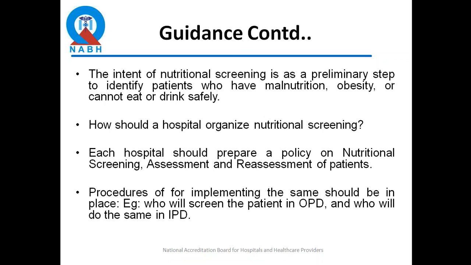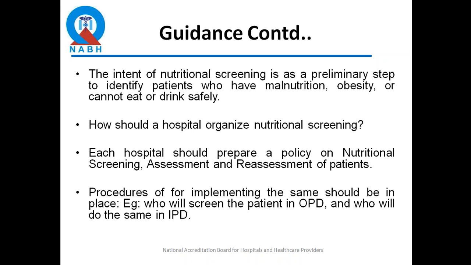So how do you organize a hospital for nutritional screening? Obviously, the hospital should have a policy in place and a procedure for doing this. We should be flexible as assessors and leave it to the hospitals. Again, we are saying you have an approach, you have an intent in place, and then you go into deployment, and then you look at results.